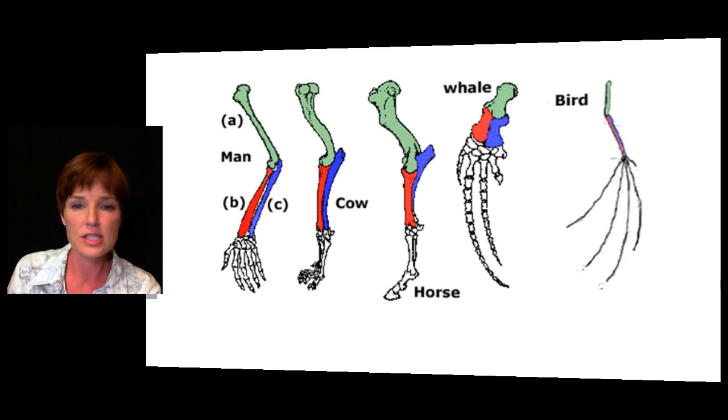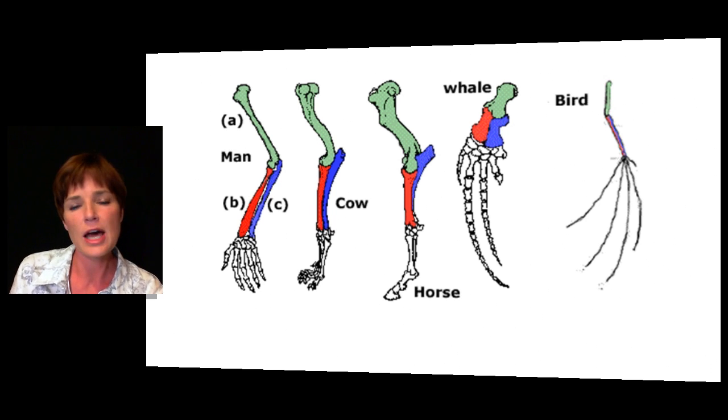So if we look at these different appendages here, we've got man, cow, horse, whale, and bird. And we can see that for the man, this is an arm that we're talking about. We've got a leg for the cow and the horse. We've got a fin for whale, and we've got a wing for bird. But regardless of the fact that these are very different organisms, when we look at this appendage, the bones do tend to match each other.